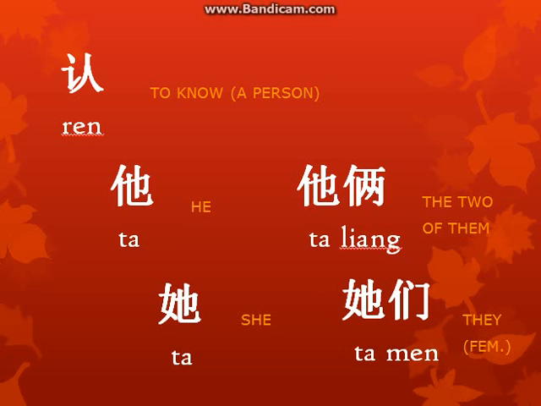他, the male pronoun. 她, the female pronoun, is pronounced exactly the same, it's just written differently. 他俩, the two of them. 他们, they, feminine plural.